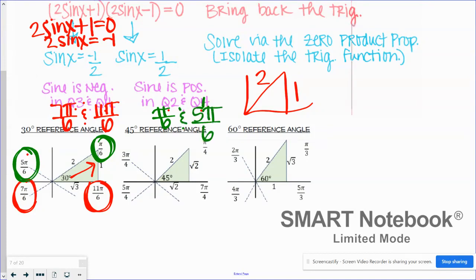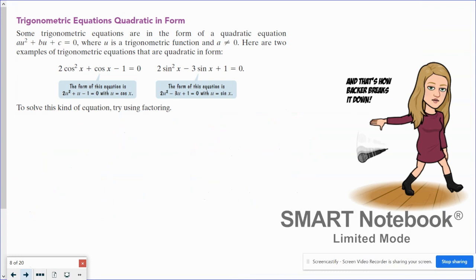So we factor. We use the zero product property to isolate the trig function. We ask ourselves, where are the solutions? And then finally, what are these solutions in those quadrants? And that's how you can solve trigonometric equations that are quadratic in form. And that's how Backer breaks it down.